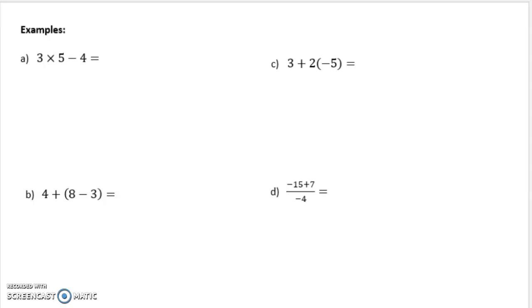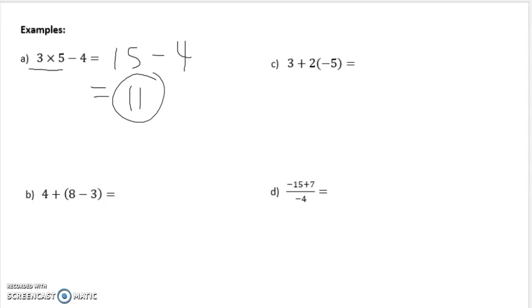On this first example, we have example A, 3 times 5 minus 4. The first thing we want to do is the 3 times 5. We know that that is 15. And then we still have subtract 4. Our second step would be 15 minus 4, and that gives us a final answer of 11.